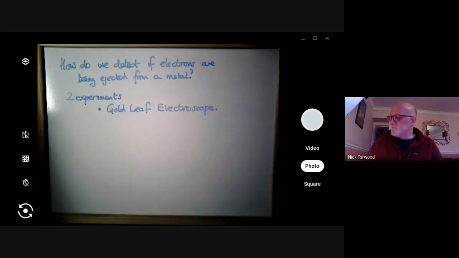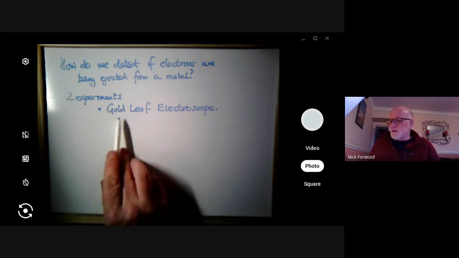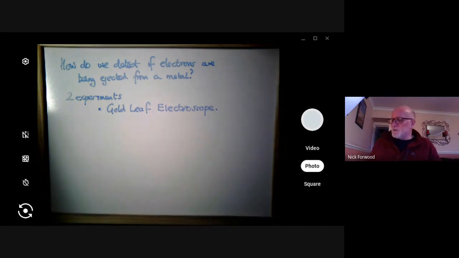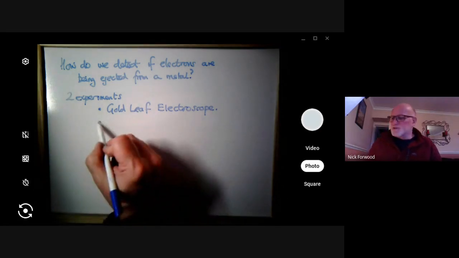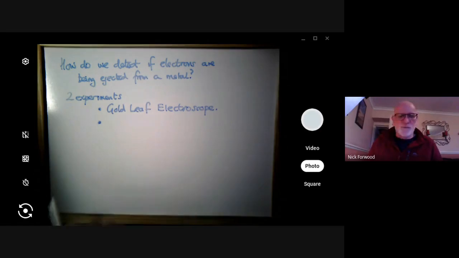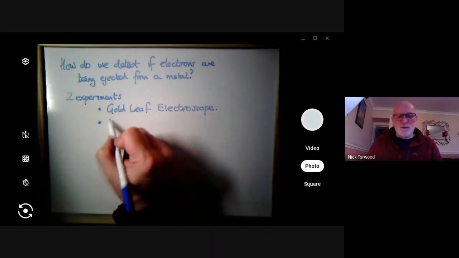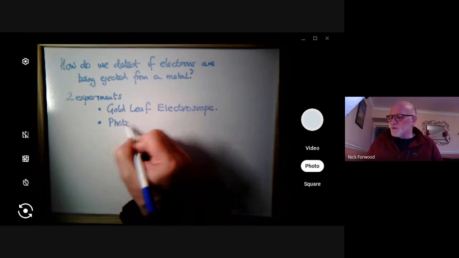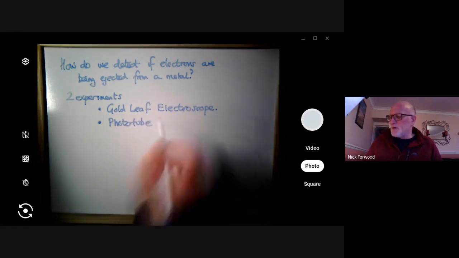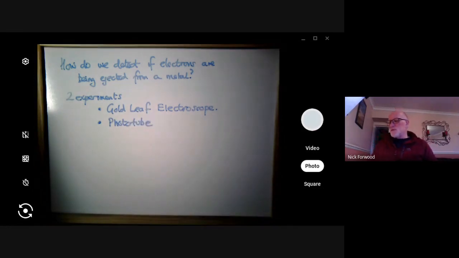We have one of these in the department, and it's a fairly easy experiment to carry out, and you can actually detect when electrons are leaving a metal by using this piece of equipment called a gold leaf electroscope. The second one is we can use something called a photo tube. Now, we don't have one of these in the department, so I can't show you this even if we were there. You just have to imagine it.